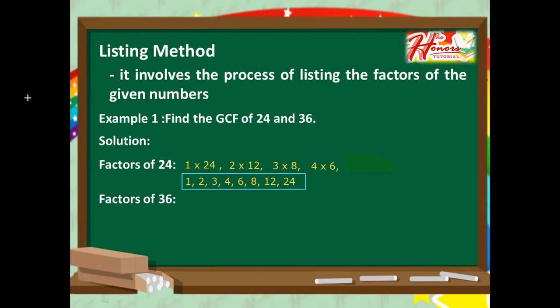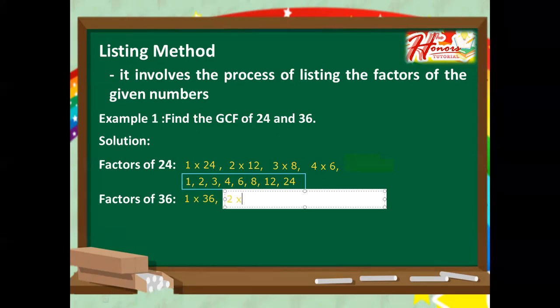Let's have the factors for 36. Same process, you just need to think of numbers, two numbers only, that when you multiply is equal to 36. My advice for you students is to always start with 1, because it is always included. So let's have 1 times 36. This is a factor of 36 because 1 times 36 is 36. How about 2? Is it possible to have 2? Yes, it is possible. So if we're going to have 2, then we have here 2 times 18.